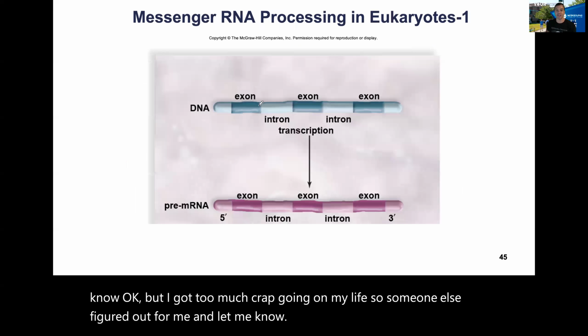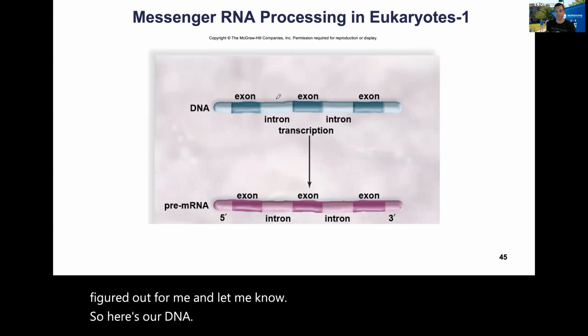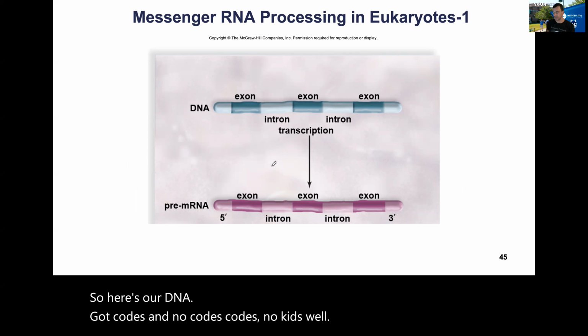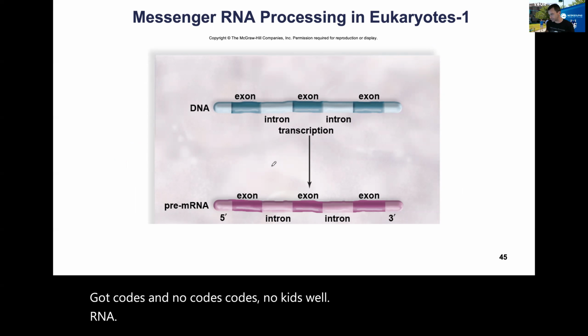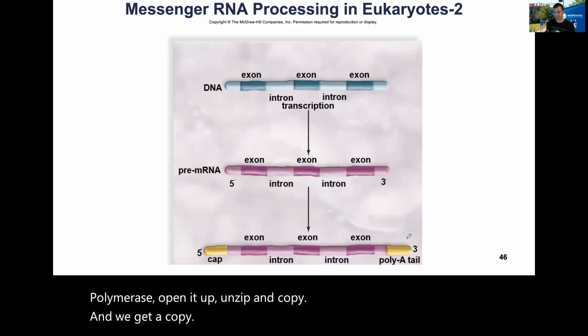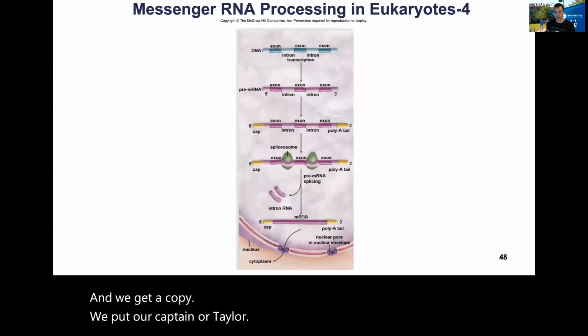So here's our DNA. We've got codes and no codes, codes and no codes. RNA polymerase opens it up, unzips, and copies, and we get a copy. We put our cap and our tail on, and we splice out our introns, and ta-da! Now it can go out into the world and do some stuff.